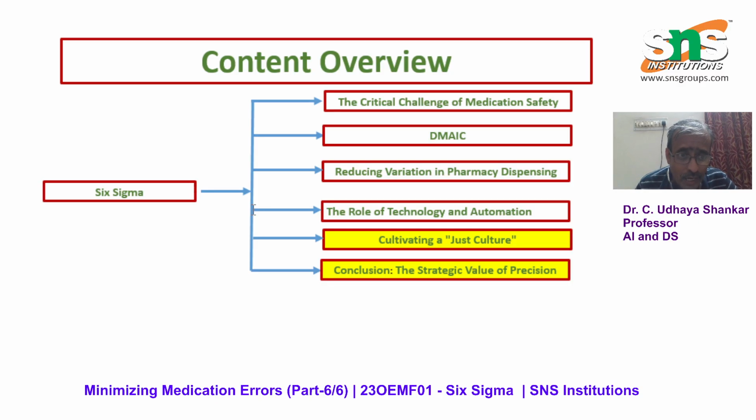Okay. And finally, I just want to conclude this six-part series of videos. In this conclusion, I just want to give the strategic value of precision. That is, minimizing medication errors through Six Sigma is a strategic win for any acute care facility. It reduces the length of patient stays, it lowers the legal and insurance costs, and more importantly, it builds a brand of trust and safety.